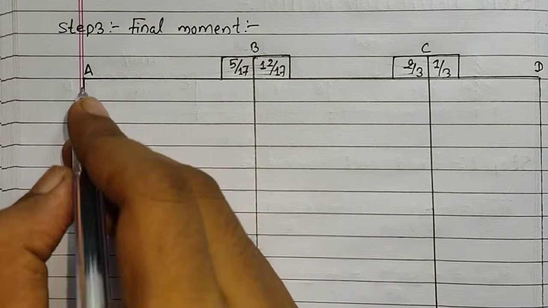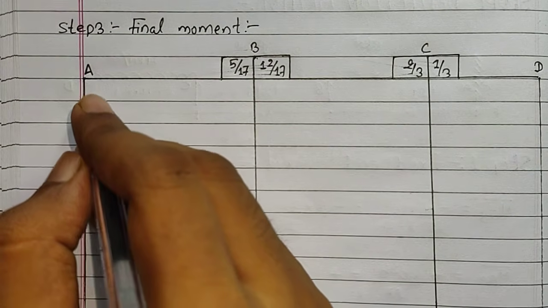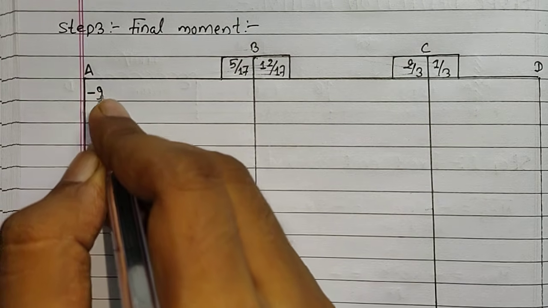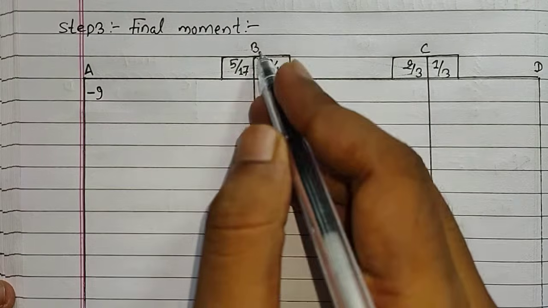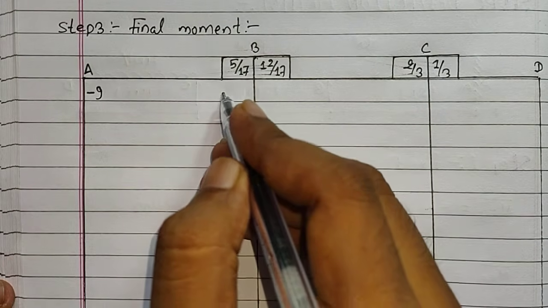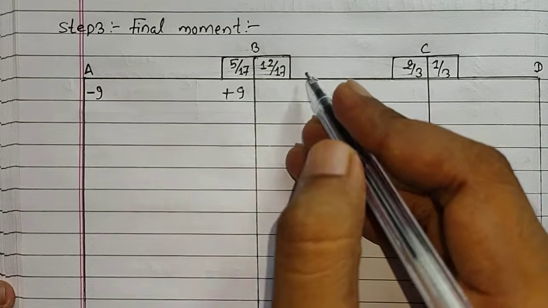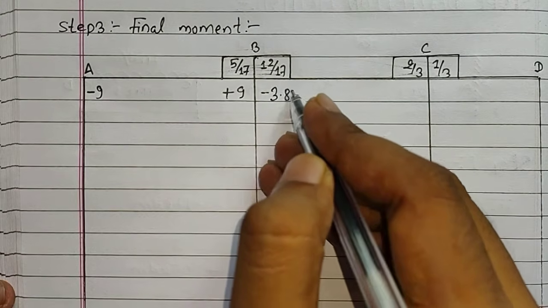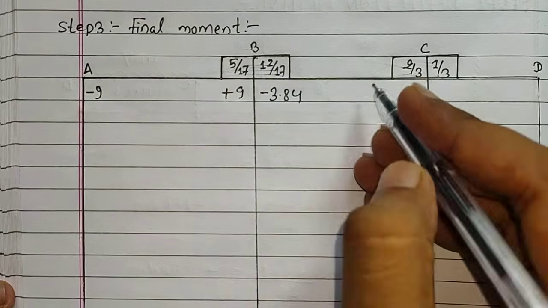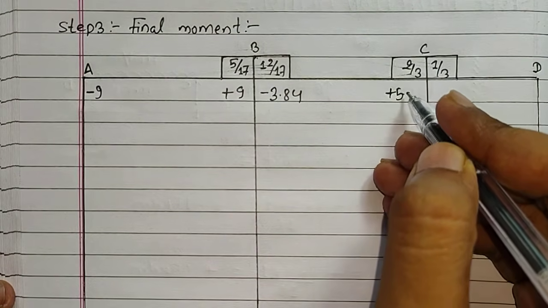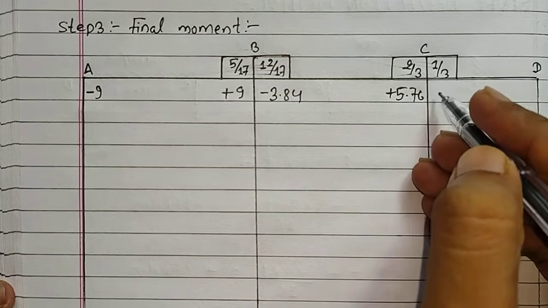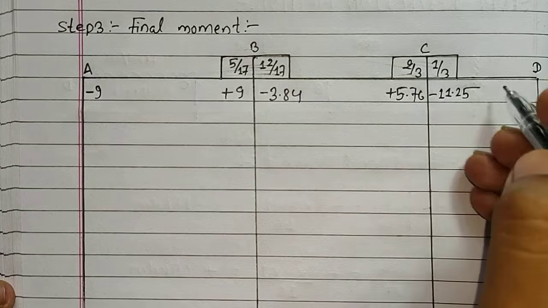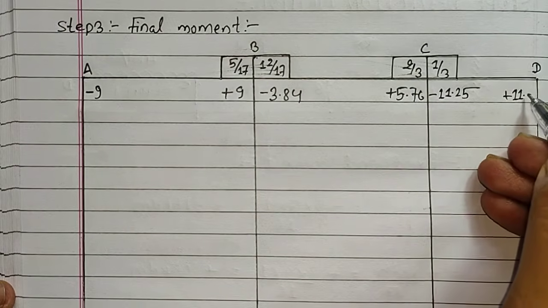Now after this, let's write down the fixed end moments which we have calculated in step 1, that is minus 9 at end A of span AB, and at B that is plus 9. The fixed end moment for span BC at B is minus 3.84, and for span CB is plus 5.76. Similarly, for CD it is minus 11.25, and DC is plus 11.25.